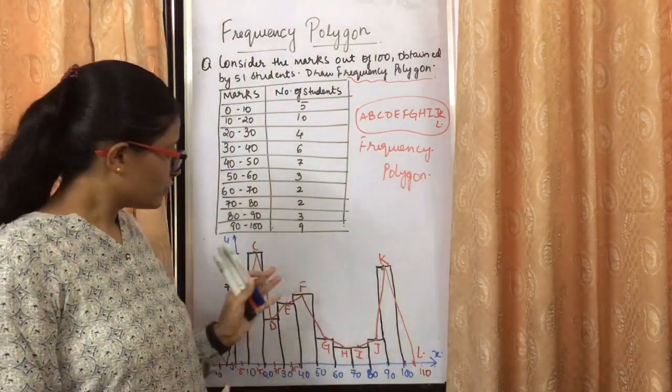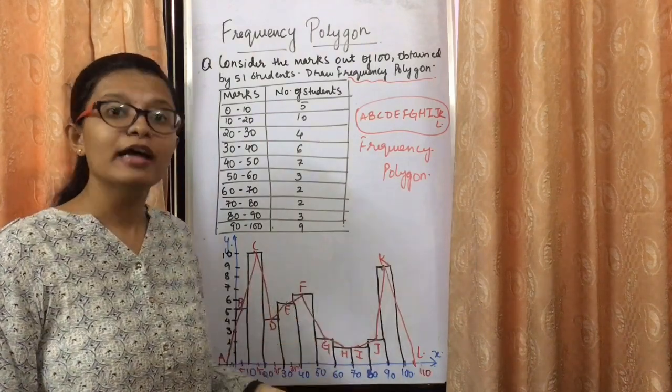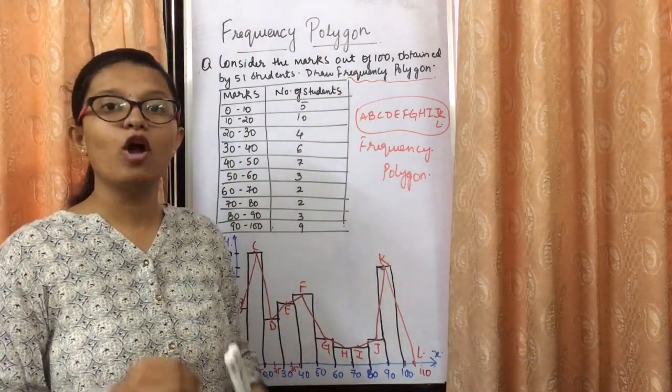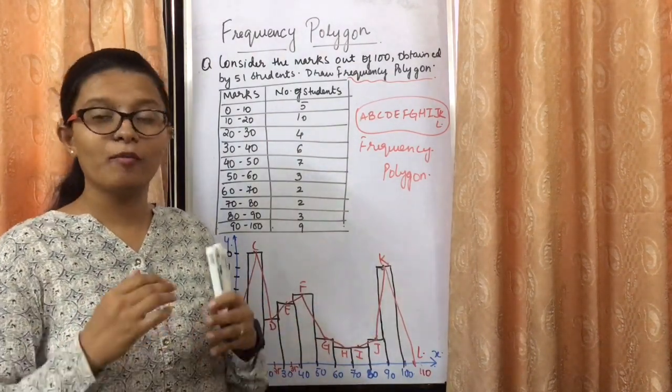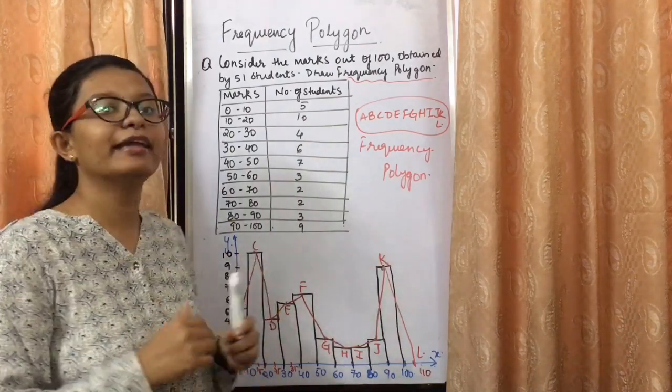Now what I need to say is, ये अगर histogram हमने नहीं बनाया, then also we can directly plot our frequency polygon by plotting the points on the graph. Let's see how. That we will be seeing in the next question.